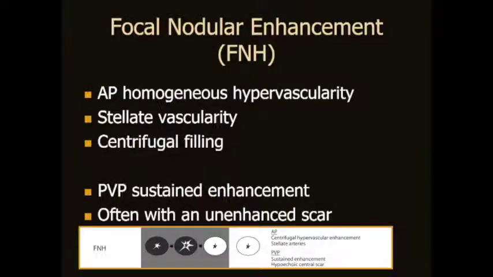Now, focal nodular hyperplasia was nicely touched on by Deb Rubens. Here we have this stellate vascularity with the centrifugal filling. And of course, we were looking for that portal venous phase sustained enhancement, often with that unenhanced scar. Now, have I ever seen an HCC with stellate vascularity? You bet you, I have. And so this portal venous imaging, which is only available when we do contrast injection, is essential.